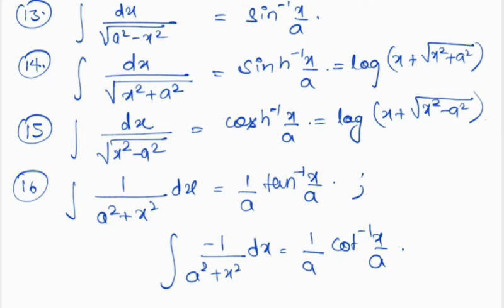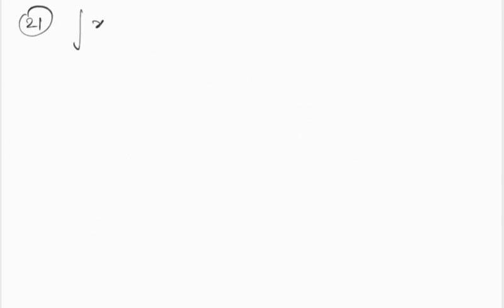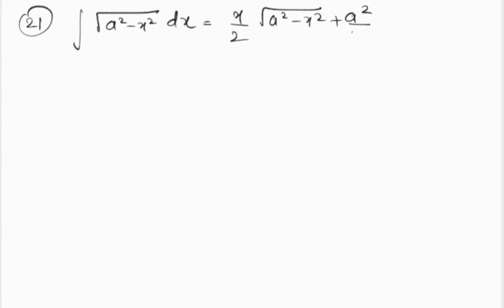So in this, integration of under root of a square minus x square dx can be written as x by 2 under root of a square minus x square plus a square by 2. So under root of a square minus x square, what we use? Sin inverse x by a.